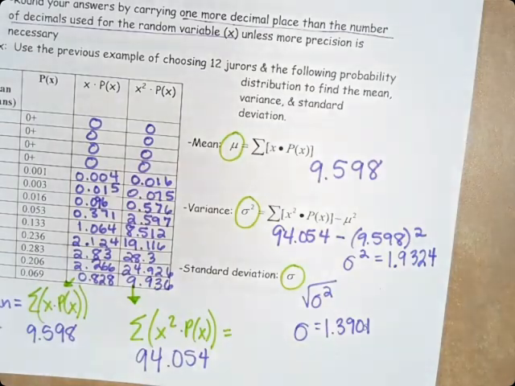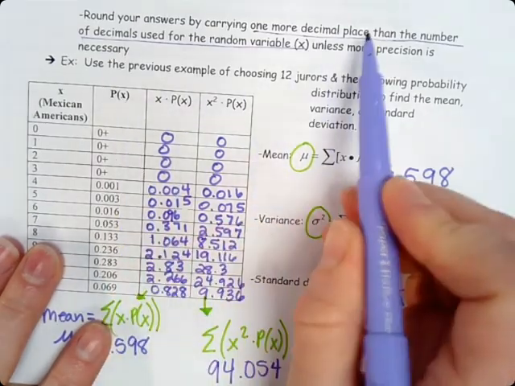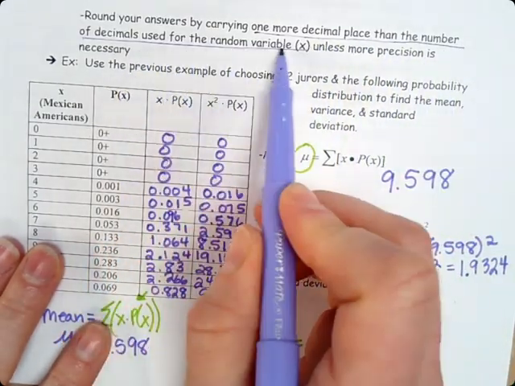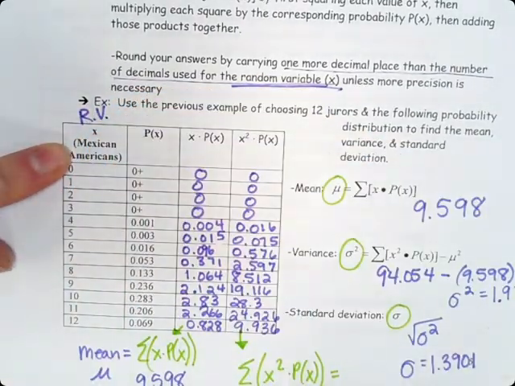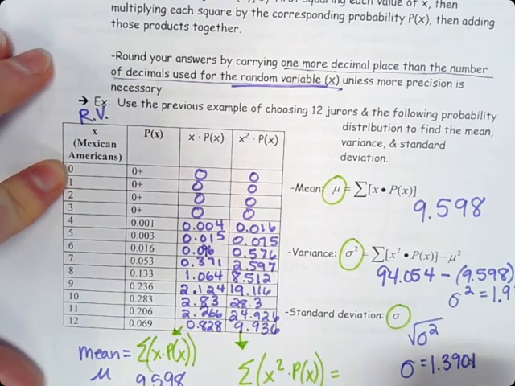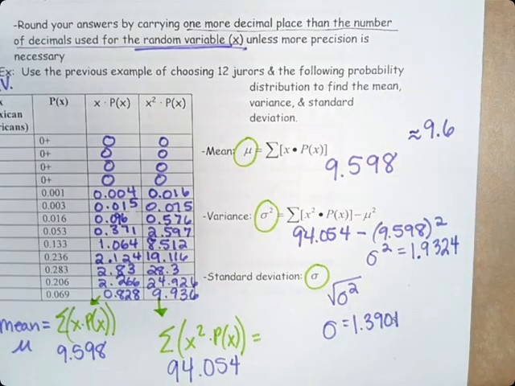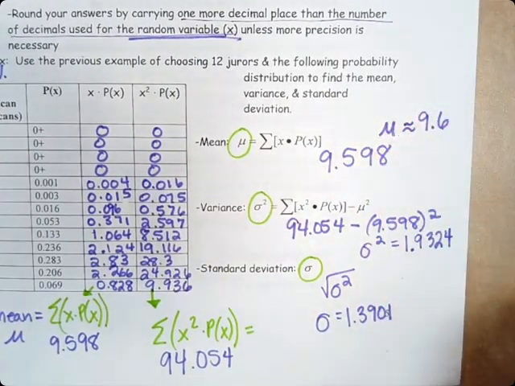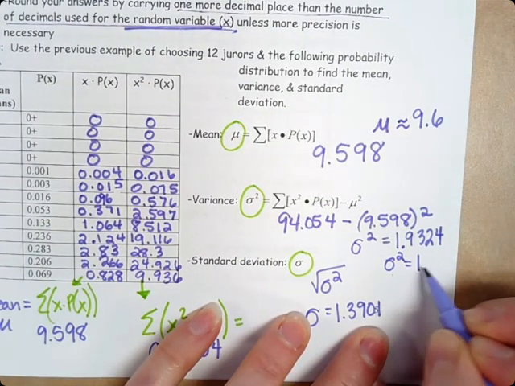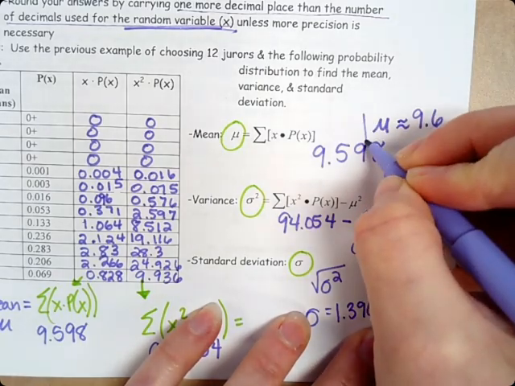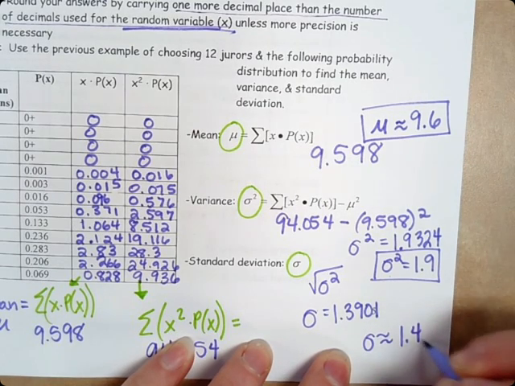Which actually, in this case, it's not saying one more decimal place than the p of x, it's one more decimal place than the number used for our random variable. So look at our random variables. These are the random variables. So we're actually going to just do it to the tenth place. So this will end up equaling 9.6. Let's go ahead and put our symbol there. Mu equals 9.6. The variance equals 1.9. And then standard deviation is 1.4.